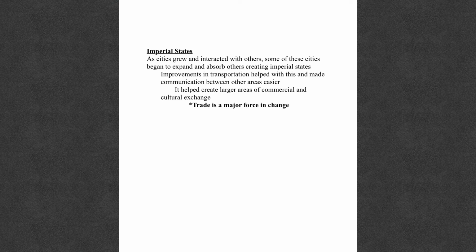Now, there are a couple of things that will make this possible. And the big one here is going to be improvements in transportation. As we start to become faster at being able to move from point A to point B, the easier it's going to be for us to maintain control over our other cities within our empire. This is going to make not only ruling easier, but also communication easier as well. And in the long run, these imperial states are going to help create larger areas of commercial and cultural exchange.